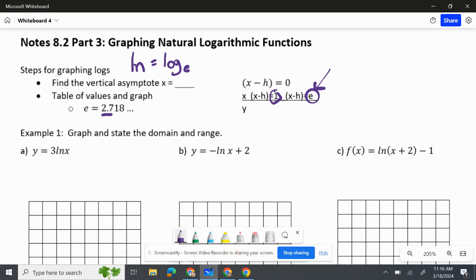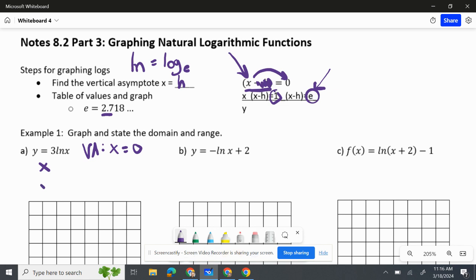As a reminder, our vertical asymptote is always the h, which is the opposite of what's inside the parenthesis. Now remember, it has to be inside of a parenthesis. If there's no h or there's no parenthesis, then it's just going to be 0. So we see that with the first one. We have our vertical asymptote, and it's going to be 0.